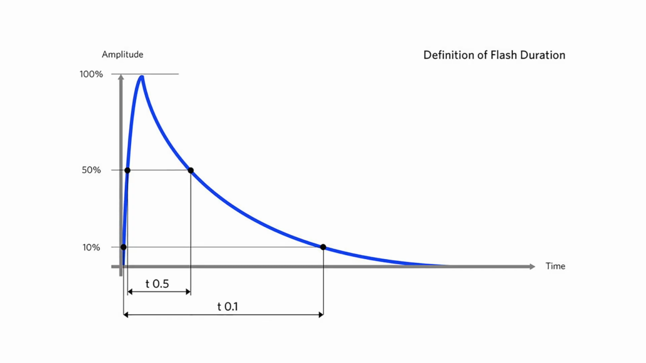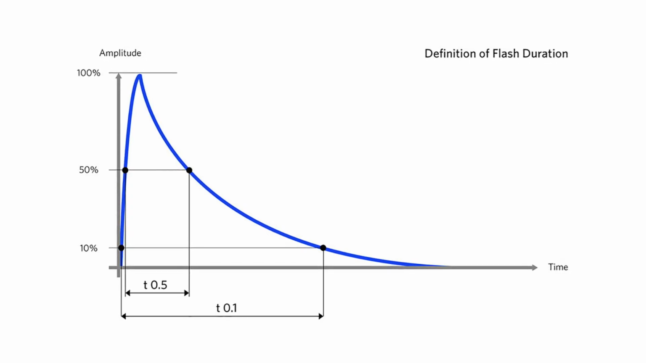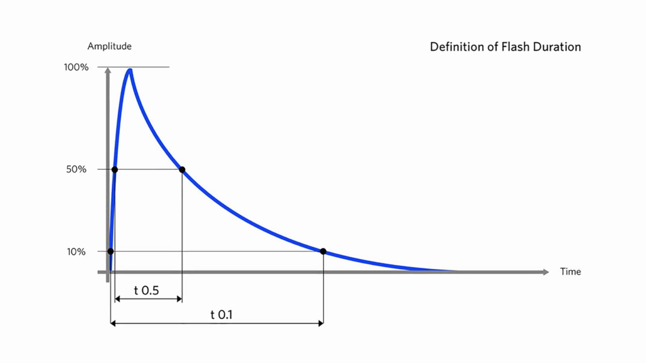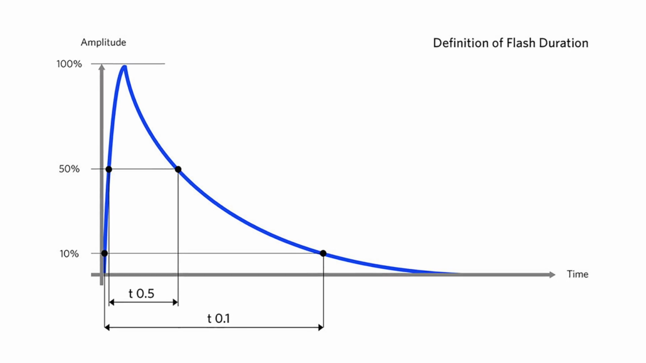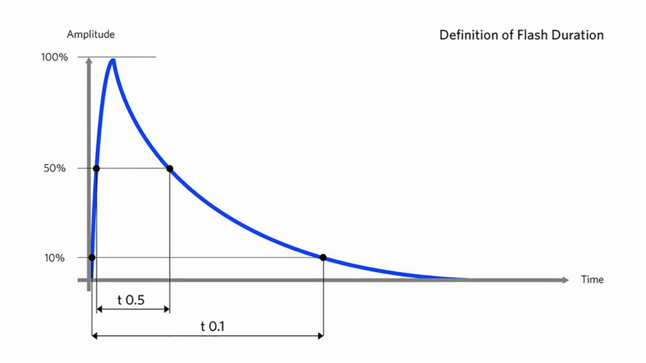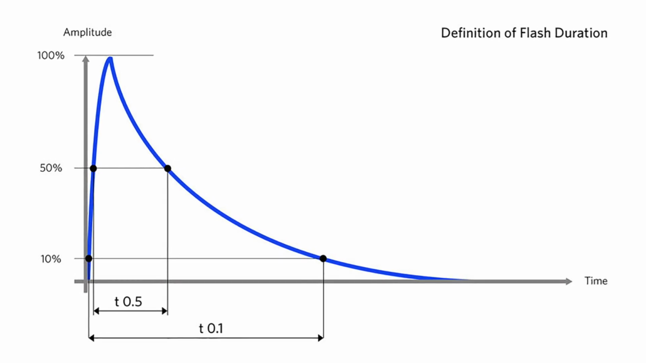So you can manipulate the power settings of your light so that it's higher or lower, and that'll determine whether or not the flash duration is very long, and this could cause blur if you've got a moving subject, or it could be shorter, and that could freeze a moving subject like a dancer.